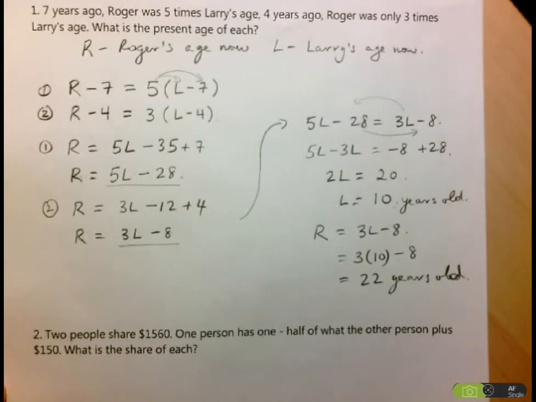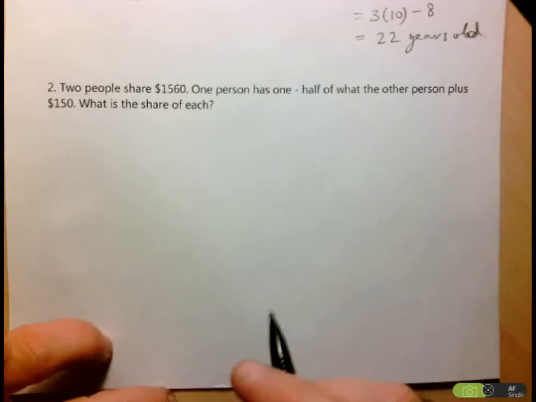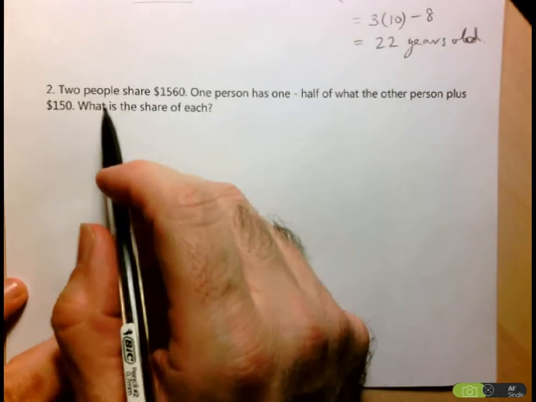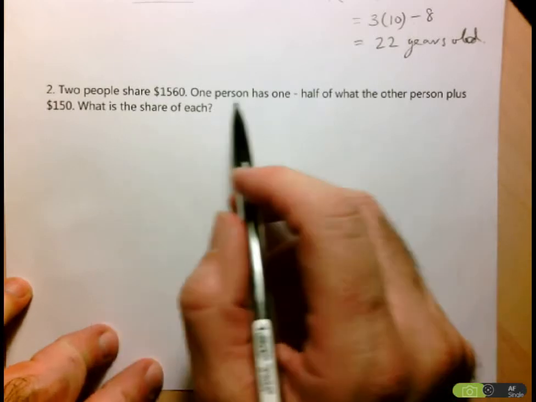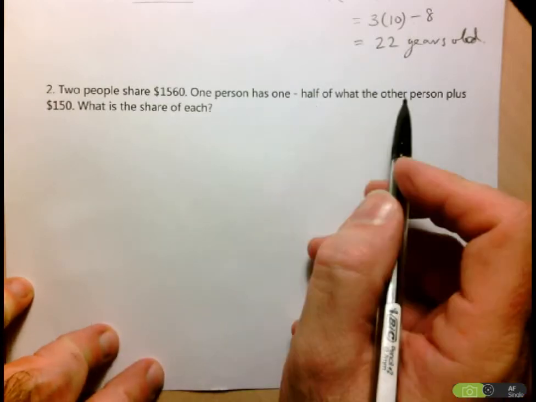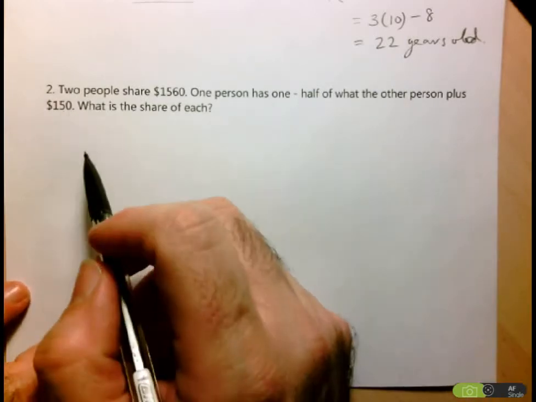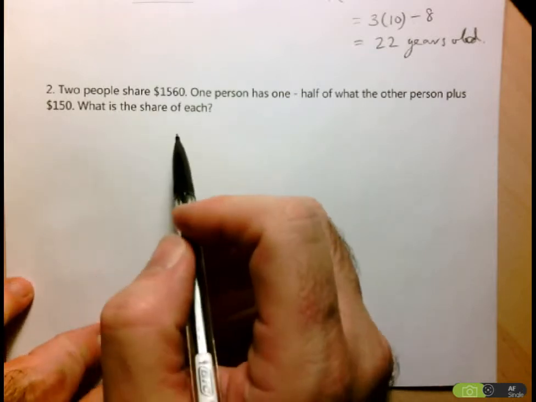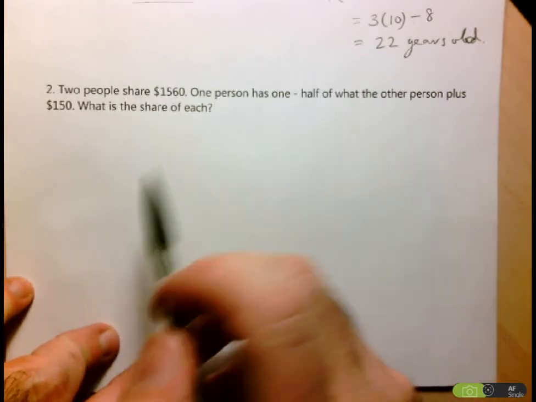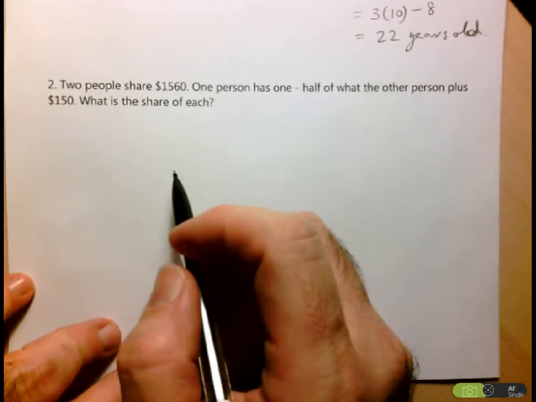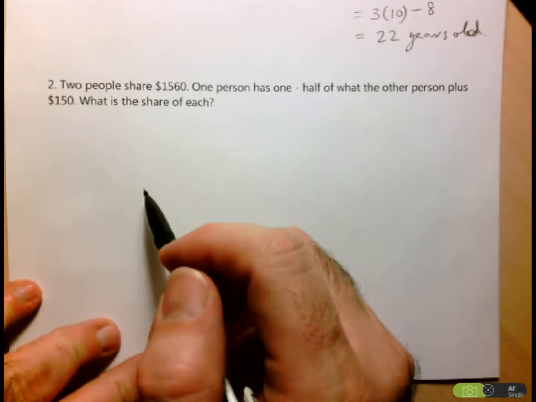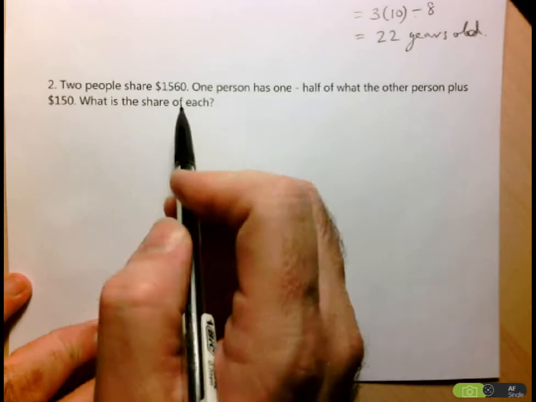Okay, let's go down to number 2. Two people share $1,560. One person has 1/2 of what the other person has plus $150. What is the share of each? So again, don't worry, it sounds like a complicated sentence, but let's break it down. The first thing we need are our variables. What is the share of each?